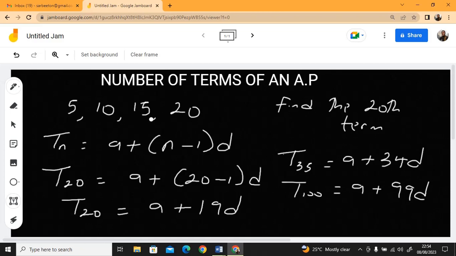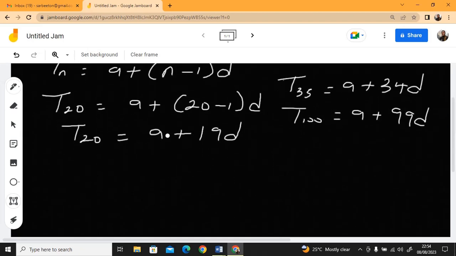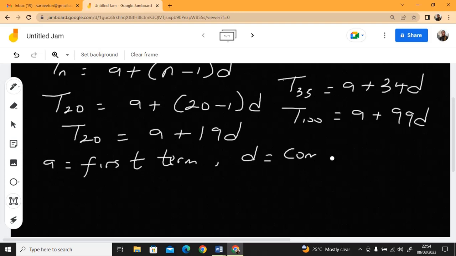Now for this particular question, you have to find the 20th term. First thing is, what is our a, what is our n, what is our d? This is the answer we got for the 20th term, the final term we got. Now a is the first term, that is the first number, that is a. And d is the common difference.